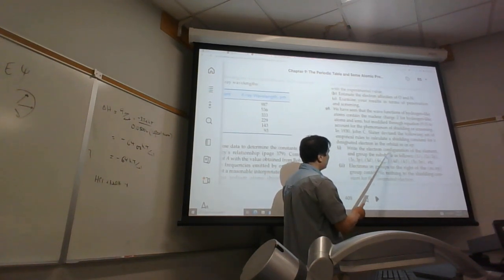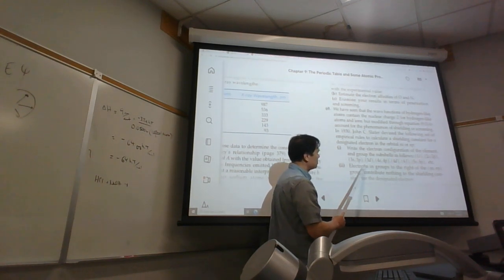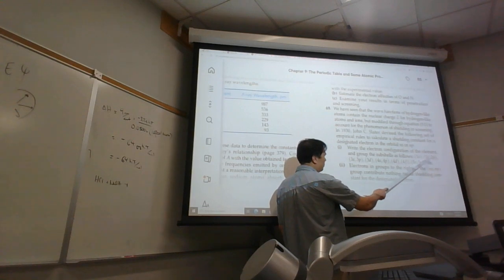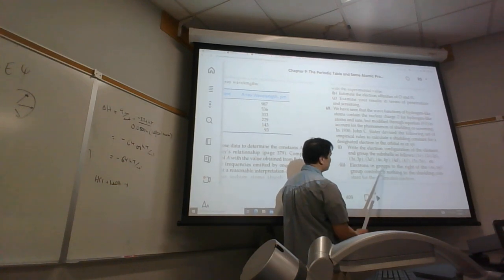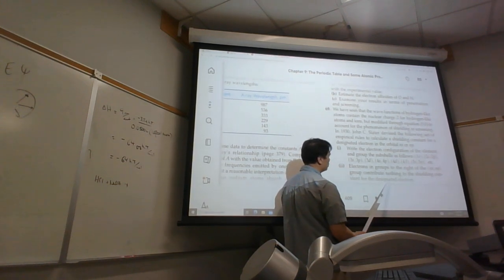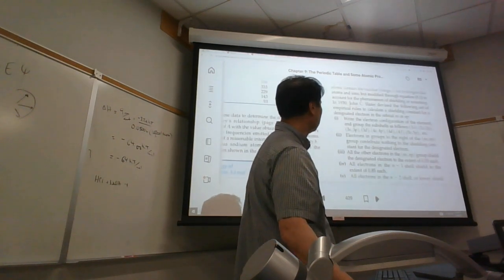Okay, so we write the electron configuration as such. And so these are same shell electrons. So 2s and 2p, same shell. 3s, 3p, same shell. 3d, etc., different shell. Electrons in groups to the right of the ns np group contribute nothing to shielding constant. And so electrons that are farther out don't do anything.